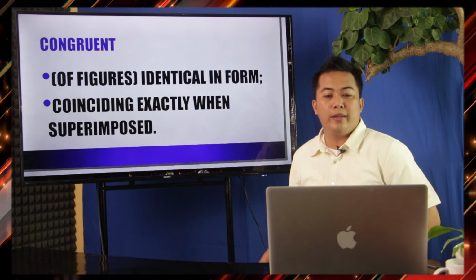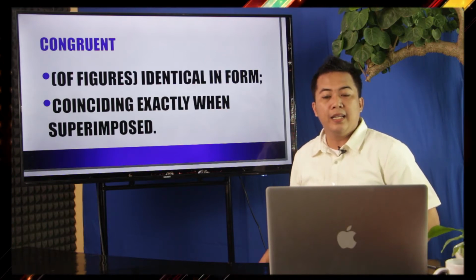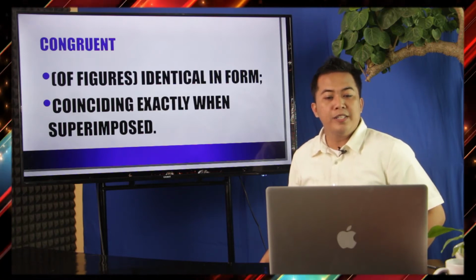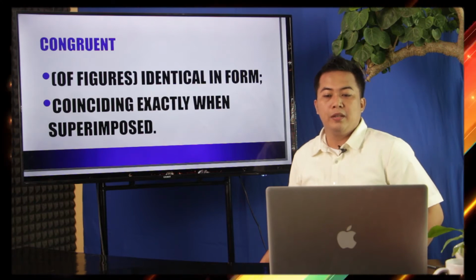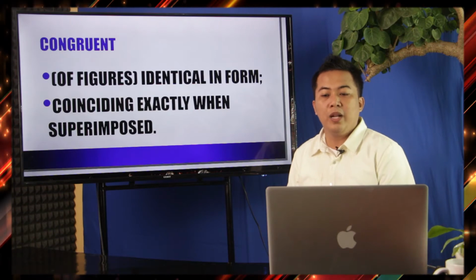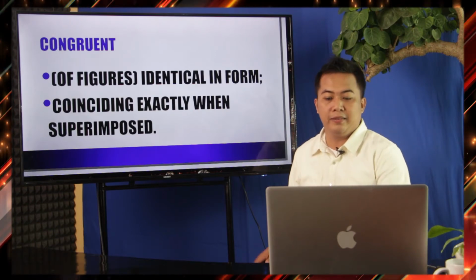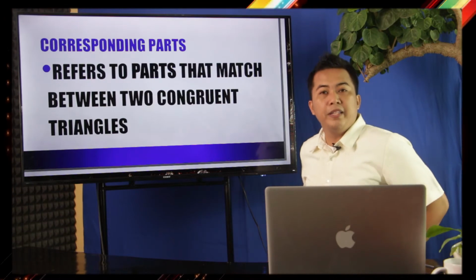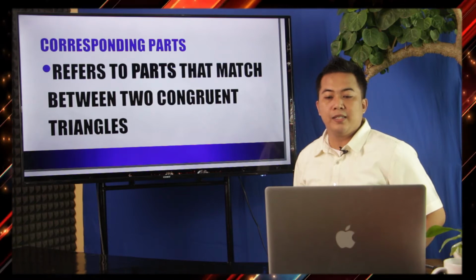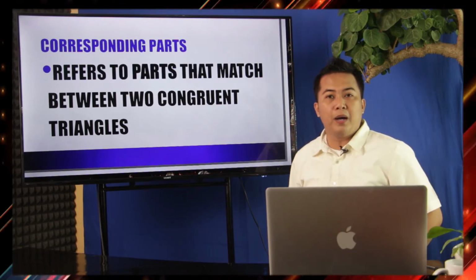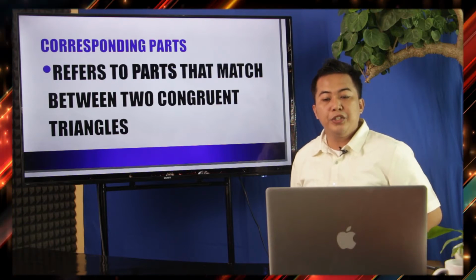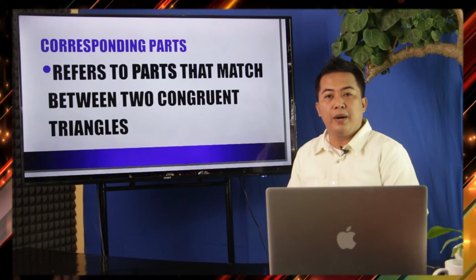Second, congruent. In figures, identical in form. Pasabot, managsama. Coinciding exactly when superimposed. Meaning, if ipsapaw nato ang duha ka triangle, perfect, walay mulabaw na maski gamay na part. Third, corresponding parts. Refer to parts that match between two congruent triangles. Na-mention nato kaganina nga musapaw, diha na mapasok karon ang corresponding parts. Kadtong in short, nagtungod na mga parts.